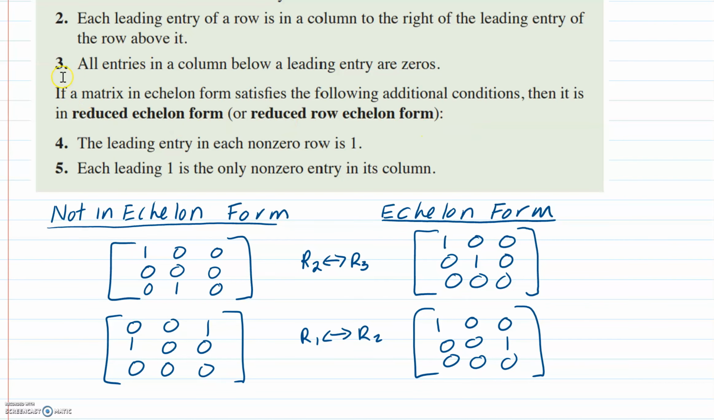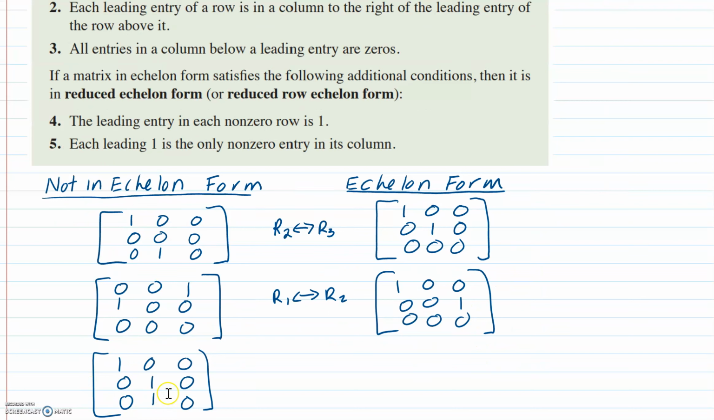So now let's move on to number 3. All entries in a column below a leading entry are 0, which by the way, in our two forms here, notice how there's 0. These are the two leading entries, and there's zeros below both of those. And even in the second one, even though it's missing that one, here this is called the leading entry, and there's zeros below it, and the last column is the next leading entry, and there's a 0 below.